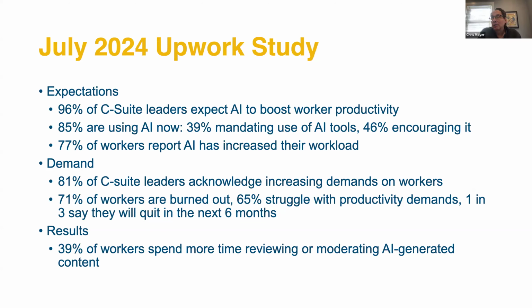So in July, there was an Upwork study. You've probably heard of Upwork. So 96% of business leaders are expecting that boost in worker productivity. And a lot of this, in Microsoft organizations where they have Copilot spread everywhere, Office 365, you got Copilot all over the place. They're basically saying, here, take this Copilot and go be more productive. How hard can it be? And so 39% are mandating the use of AI tools, 46% are only encouraging it. So there's a lot of pressure for workers to use this technology.